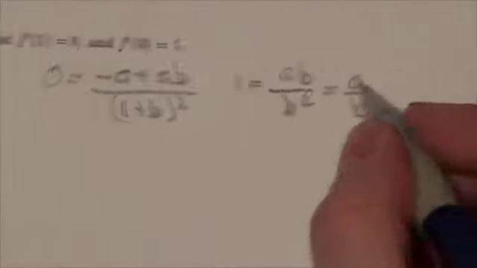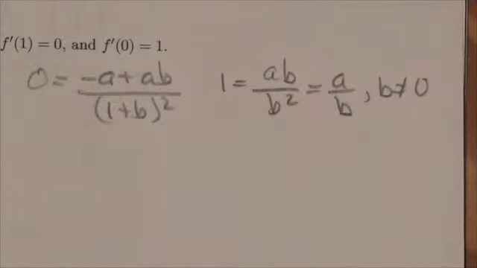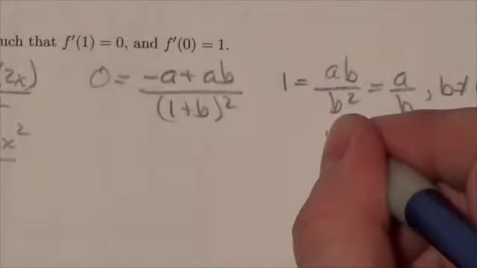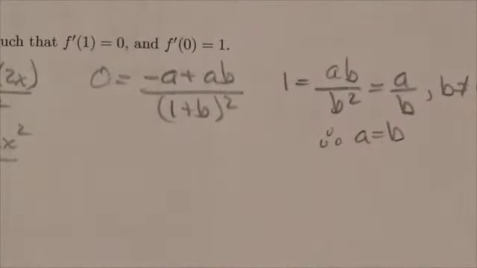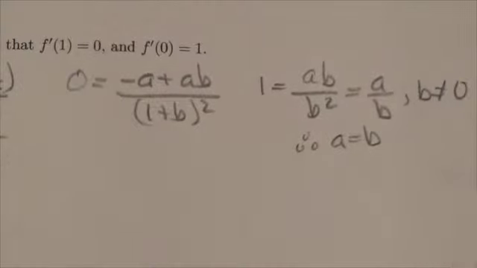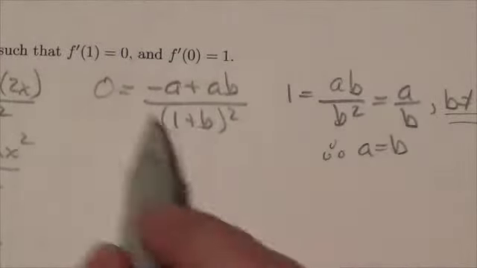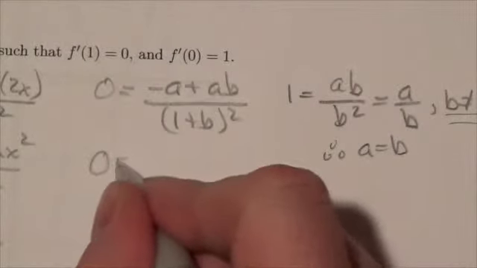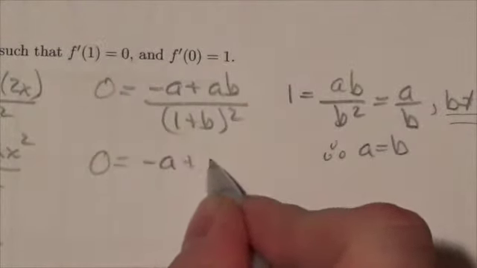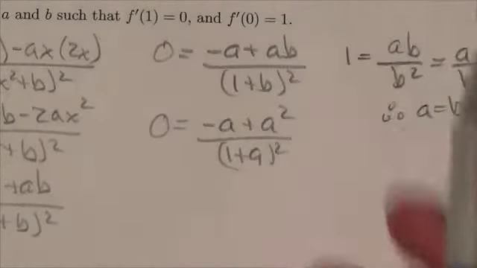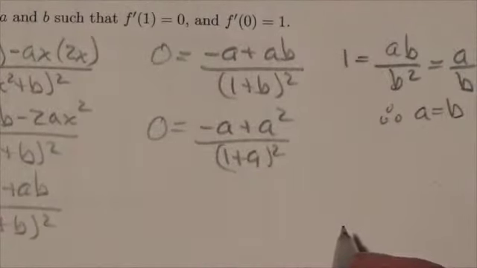So we might state here that's true as long as b does not equal 0. Now, if a over b is equal to 1, we can conclude that a is equal to b. Those two must be equivalent, again, under the stipulation that b cannot be equal to 0. Now, apply that relationship to this previous expression we got here, and we can write that this is going to equal negative a plus a squared all over 1 plus a all squared. Because a and b are the same, I'm just making all of the b values equal to a.